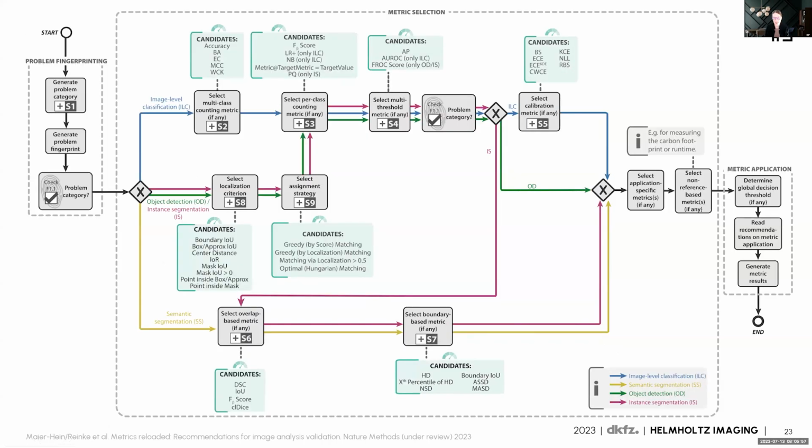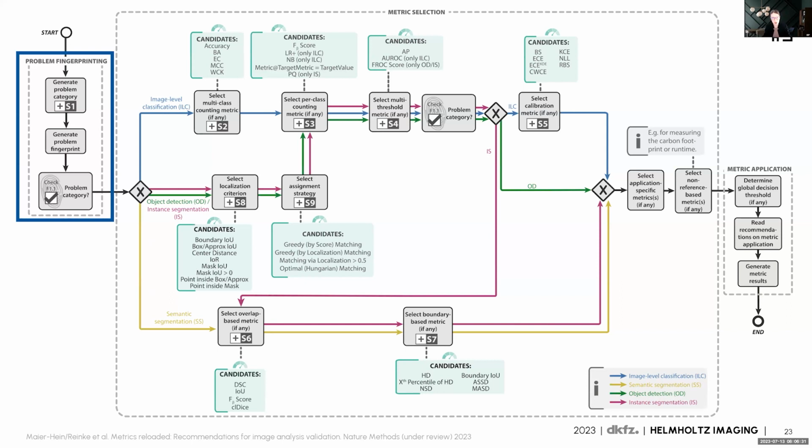It looks quite complex at first glance, but we will go through it step by step. We start with the problem fingerprinting. As I mentioned earlier, we answer all the different questions. What is important to us? What do my images look like? What objects do I have? And all of those things. Based on this, we will then generate the correct problem categories, just making sure: do you really have object detection, or is it perhaps more a semantic segmentation, those things.